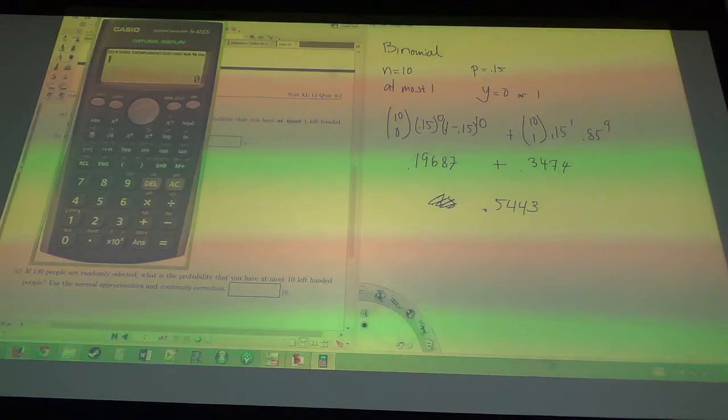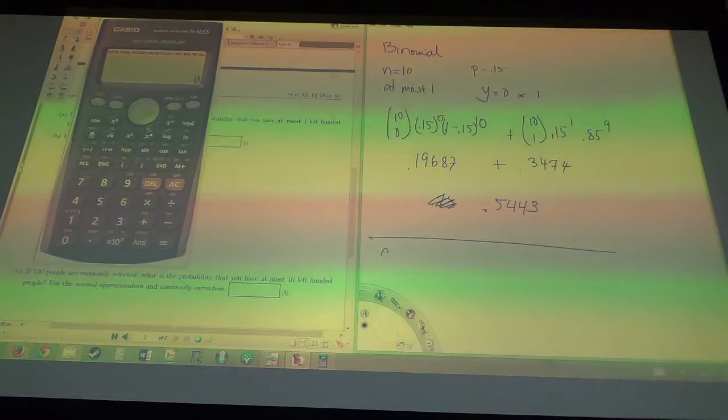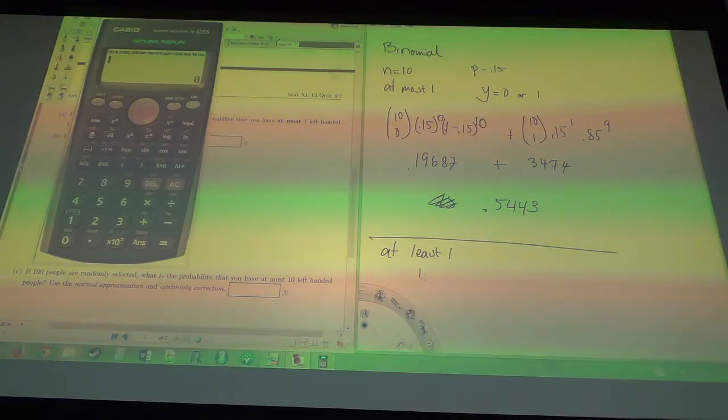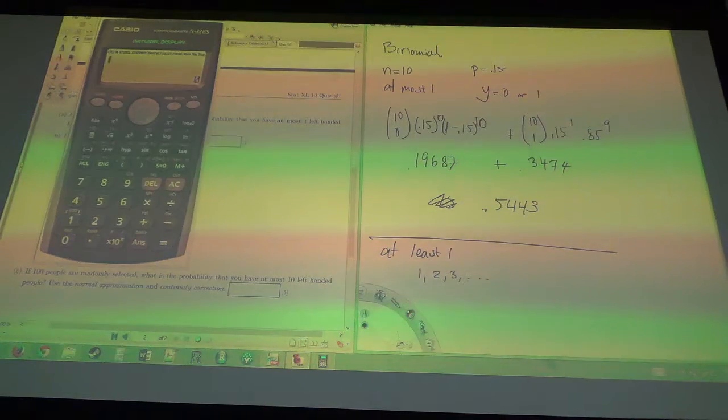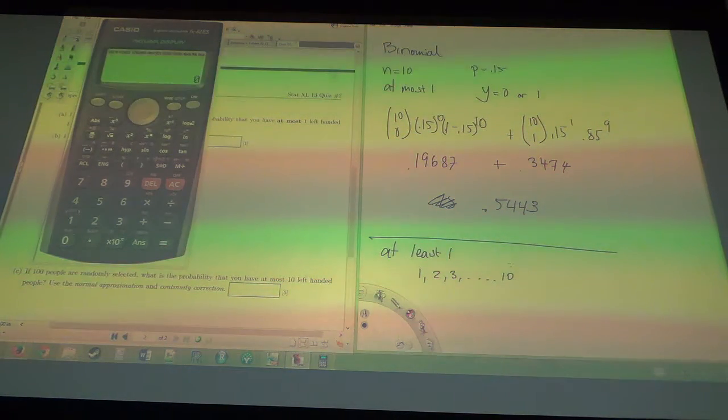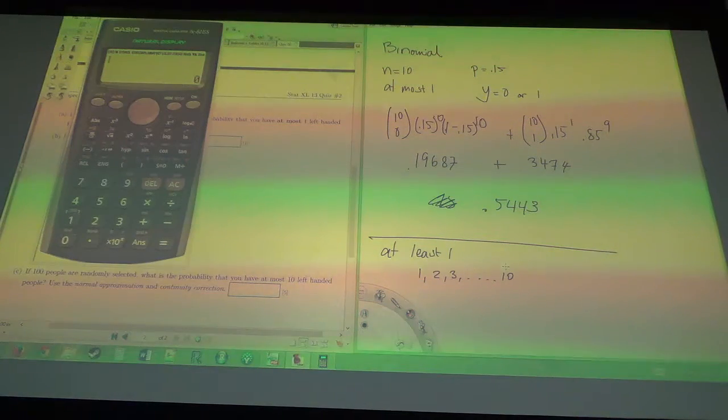If the problem said at least one, okay, then that would be a huge pain in the butt. So at least one would be 1, 2, 3, all the way up to 10. Okay, and so you'd have 10 numbers to calculate, and we would want to avoid that.